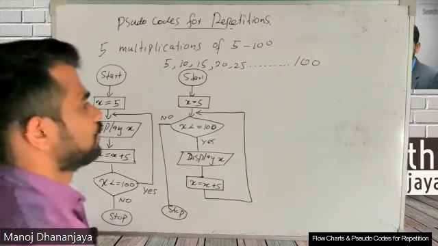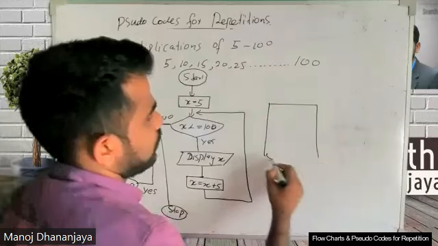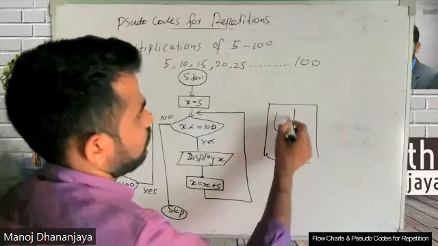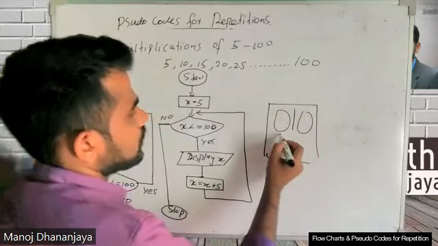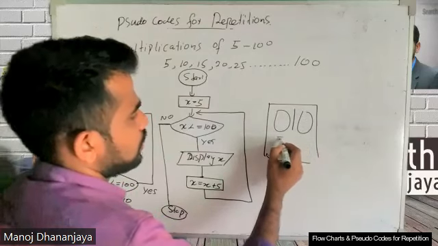Now in your writing book, you have written this way, no? In one half, there's one flowchart. Here, there's another flowchart. Both are the same, no? Then you write the pseudo code here.